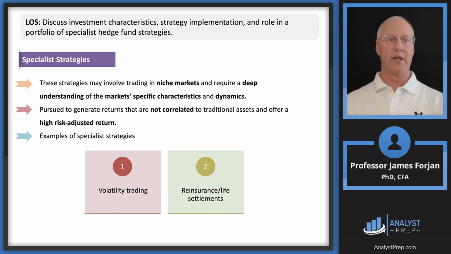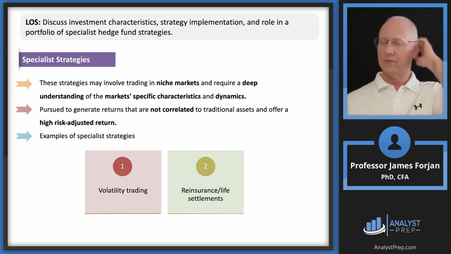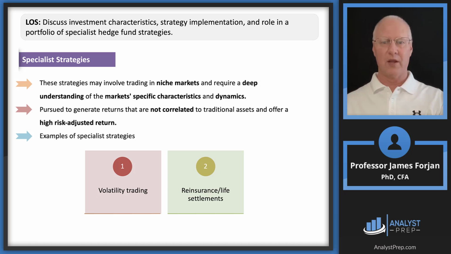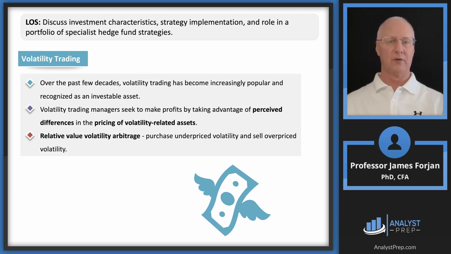All right, how about our fifth one here? Specialist strategies. Niche markets, deep understanding of specific market characteristics and dynamics. Look at that second arrow point. This is something that I would write down on my little index card. Generate returns that are not correlated to traditional assets. So this is how, in the specialist strategy, where we're going to improve the risk and return trade-off of the traditional Harry Markowitz. Volatility trading, reinsurance, and life insurance settlement.